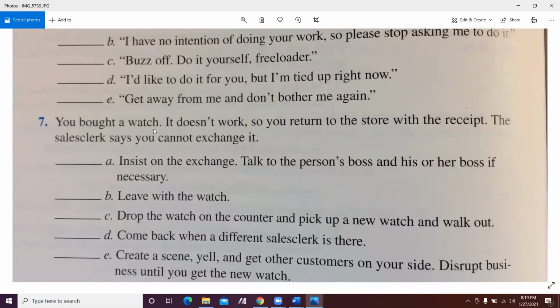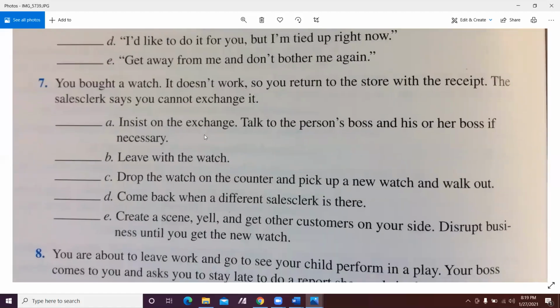Situation 7. You bought a watch. It doesn't work, so you return to the store with the receipt. The sales clerk says you cannot exchange. Insist on the exchange, and talk to the person's boss and his or her boss if necessary. This is assertive. Leave with the watch. This is passive. Drop the watch on the counter and pick up a new watch and walk out. This is aggressive. Come back when a different sales clerk is there. This is passive. Create a scene, yell and get other customers on your side, disrupt business until you get the new watch. This is indeed very aggressive.